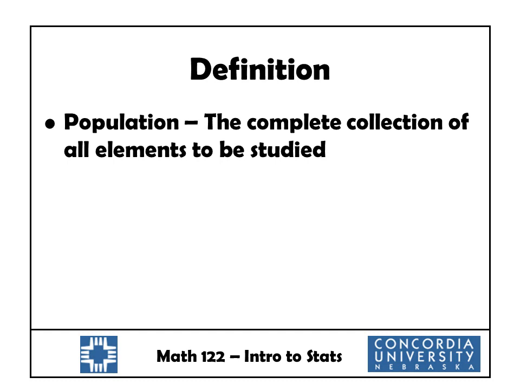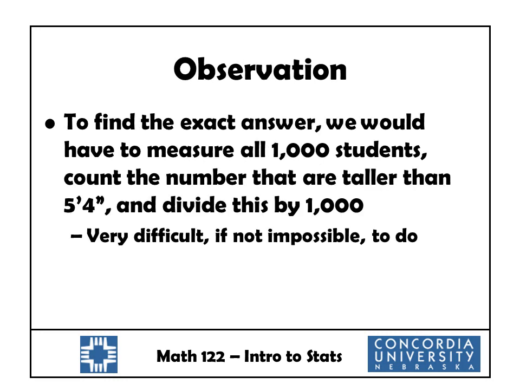So before we start to analyze that question a little more, we have to define a couple of terms here. First is population. Population is the complete collection of all elements to be studied. Population we typically think of as being a group of people, but it doesn't necessarily have to be. In this case, our population is a group of people. It's all students at Concordia. But population is everything we're interested in a particular situation. If we're interested in fish in a lake, then our population is fish in a lake. If we're interested in M&Ms in a bag, then our population would be M&Ms.